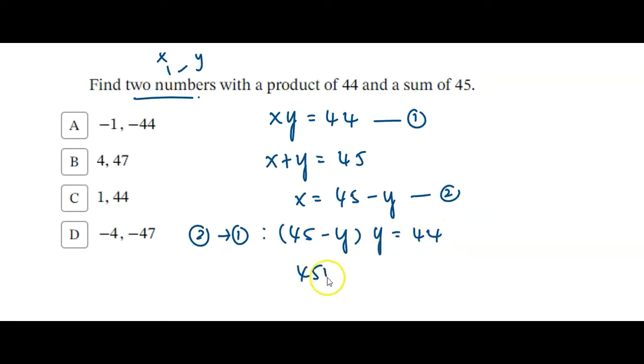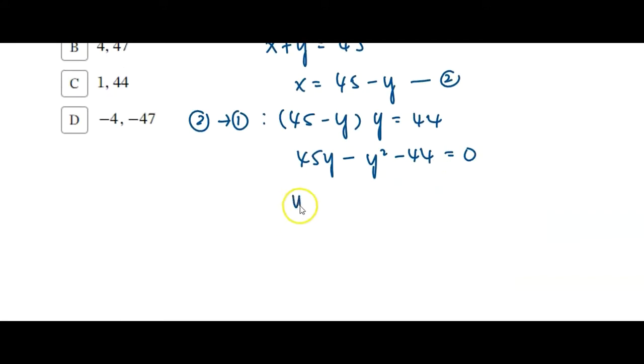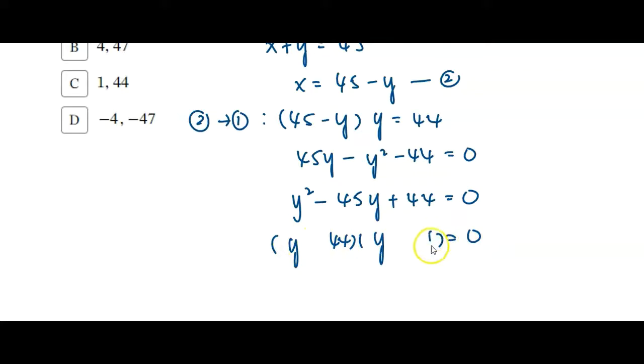Later on, you will see that you are actually getting a quadratic equation. Try to arrange it nicely in the general form. At the same time, I multiply both sides by negative 1. I get y squared minus 45y plus 44 equals 0. Then we can factorize it now. I get y minus 44 and y minus 1. So my solutions are y equals 44 and y equals 1.